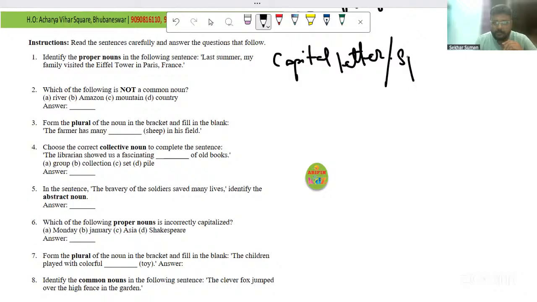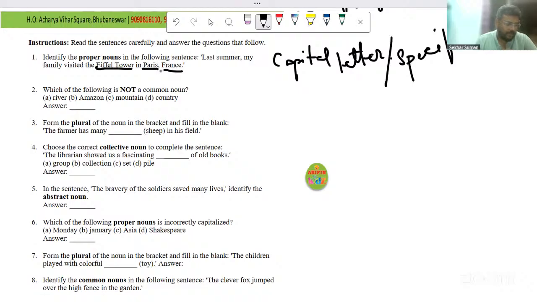It would be specific, right? It would be specific. So last summer, my family visited the Eiffel Tower in Paris, France. Yes, there are some children who are giving these answers, right? So as they all have started with capital letters, first of all, Eiffel Tower is the name of a particular monument. Paris is the name of a place. France is the name of a country.